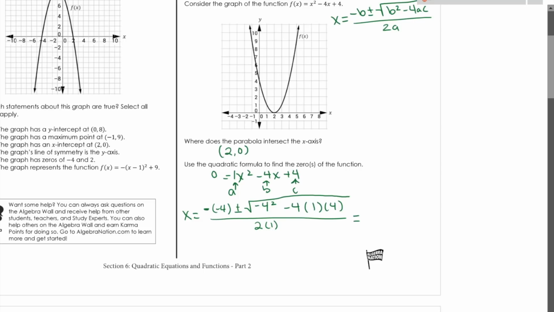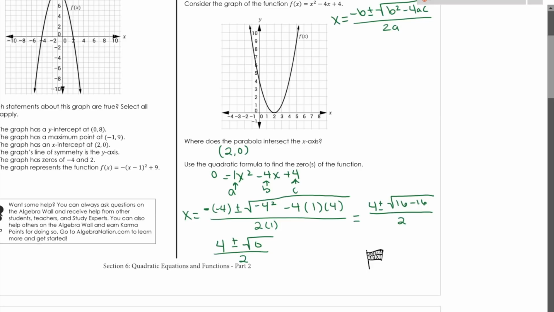Okay, so now let's simplify this some more. Negative times a negative is a positive, so that's a positive 4, plus or minus negative 4 squared. Well, negative 4 squared is going to be 16, because negative 4 times negative 4 is 16. Now, negative 4 times 1 is negative 4, and negative 4 times 4 is negative 16. And that's going to be 2 times 1, which is 2. Now notice something, 16 minus 16 gives you an answer of 0. So your problem is going to be looking like this, 4 plus or minus the radical of 0 over 2. Now the radical of 0 is just 0.